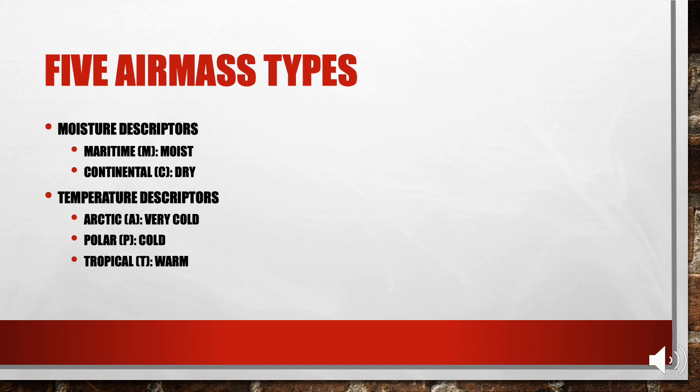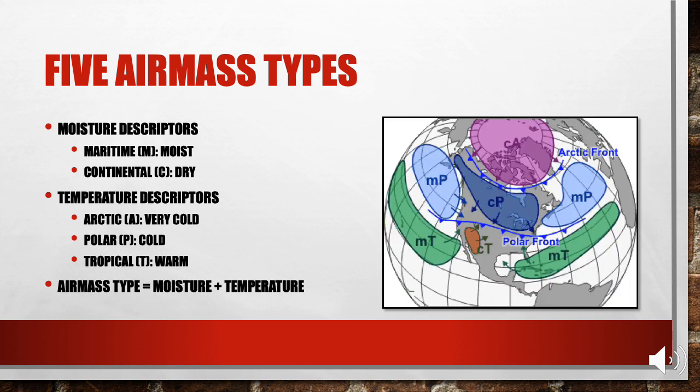Combining the moisture and temperature characteristics gives you five general air mass types: continental Arctic, continental polar, continental tropical, maritime polar, and maritime tropical. Now you might have noticed that there is no maritime Arctic air mass. So why is that? Well, very cold air cannot physically hold much moisture.